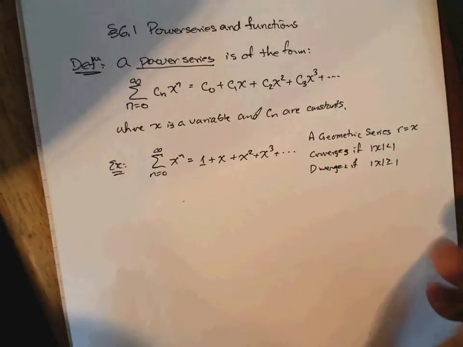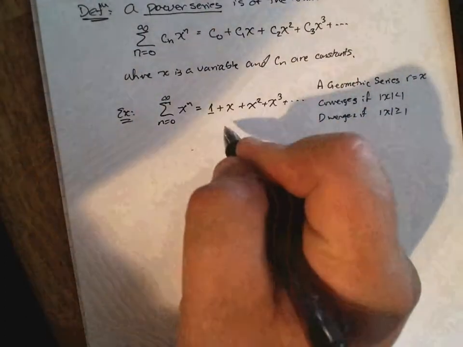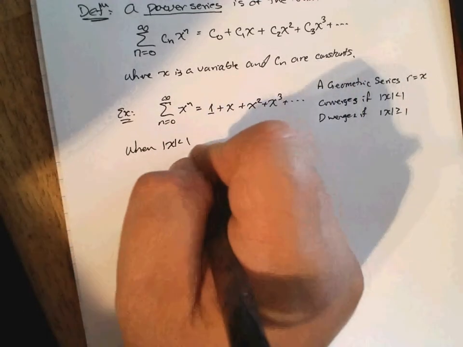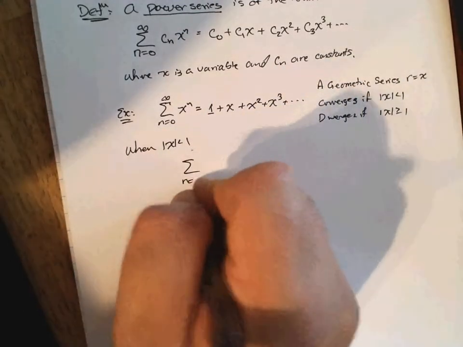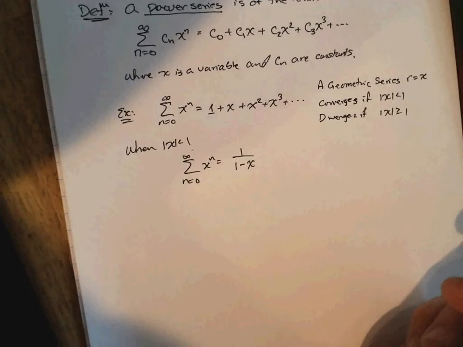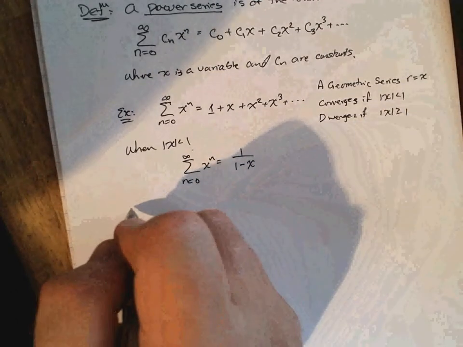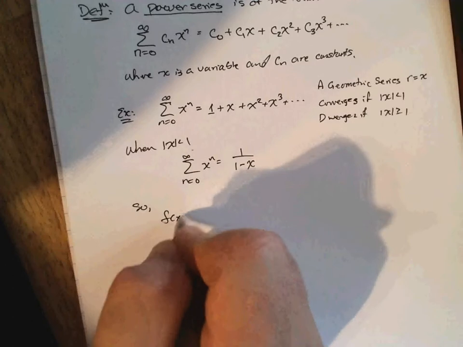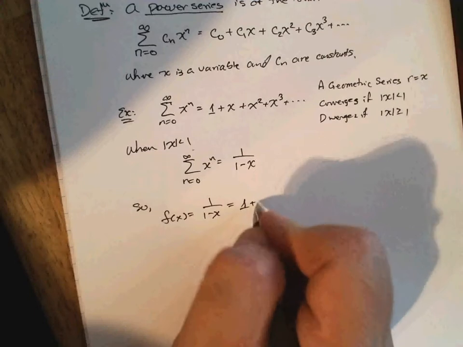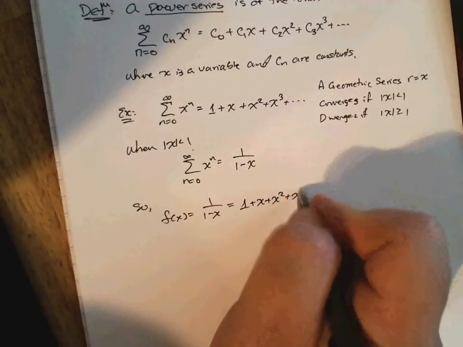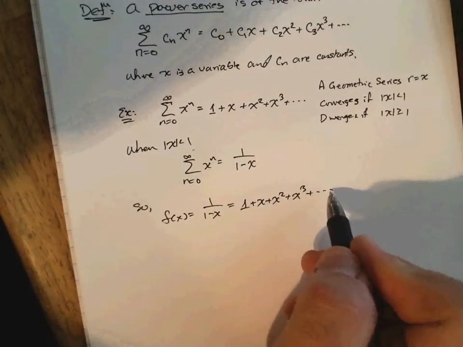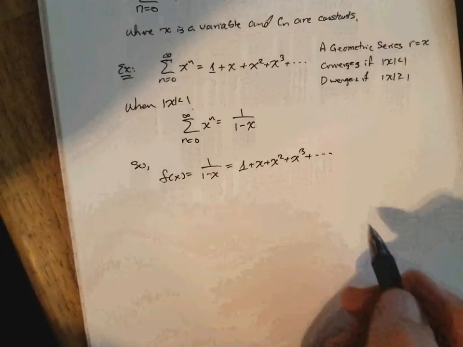Okay? And we also know the formula for what this converges to. In other words, when the absolute value of x is less than 1, the sum of this series is 1 over 1 minus the r, which is, of course, x. In other words, this function, 1 over 1 minus x, has a series form like this. Meaning we can represent this function as an infinite power series. And of course that infinite power series is nothing more than a polynomial.